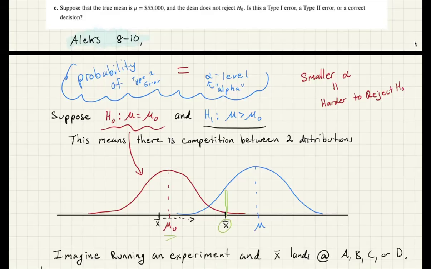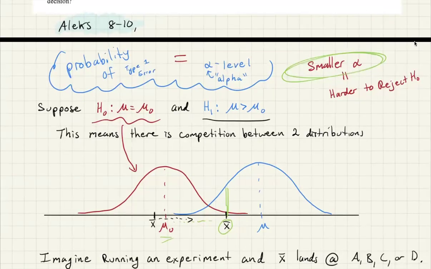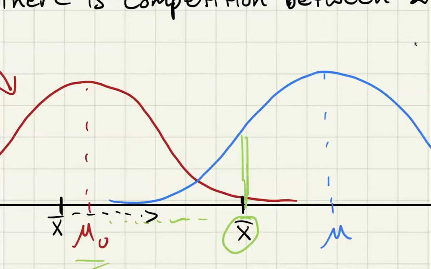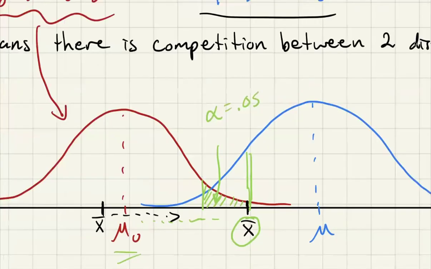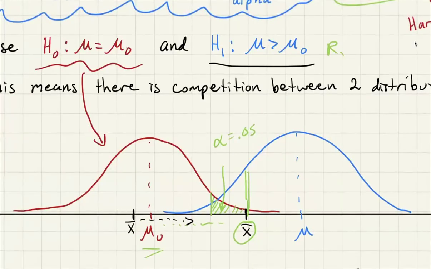And so the question is, where's the threshold? How far do we drift this way until we reject? That's determined by alpha. So alpha is an area. Maybe I'll draw it right here. There's some area, alpha, and you can imagine that area is 0.05. That area is shaded because this is a right-tailed example.